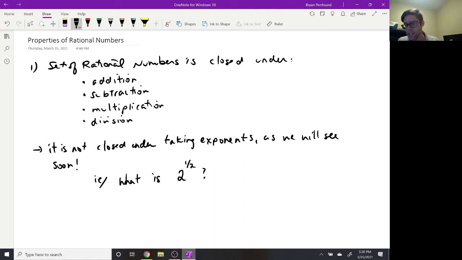And this essentially is what leads us to the final number set where we combine everything together. That's the real number set. So just be mindful of that.